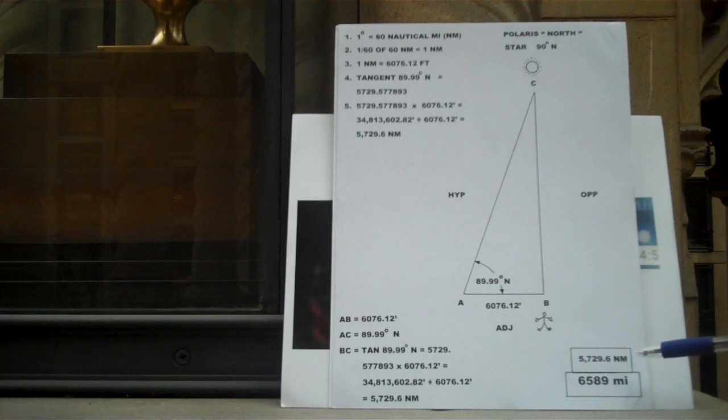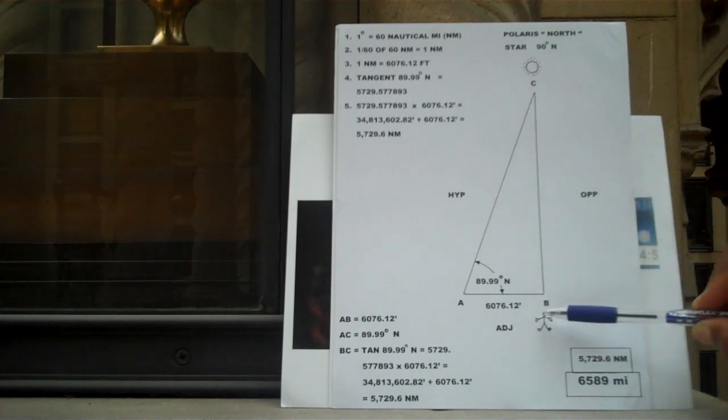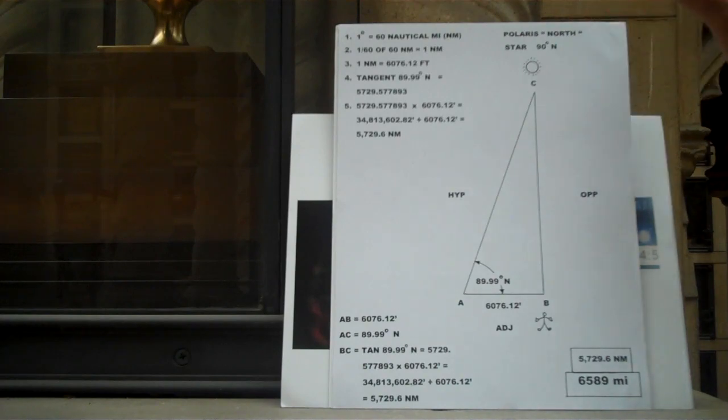And 5,729.6 nautical miles is equal to 6,589 regular miles. Just simply multiply the nautical miles by 1.15. You get 6,589 miles, regular miles, above the Earth. This is the actual height, altitude of the Polaris North Star above our Earth. I'm going to turn the camera right back again. Hold on, please.